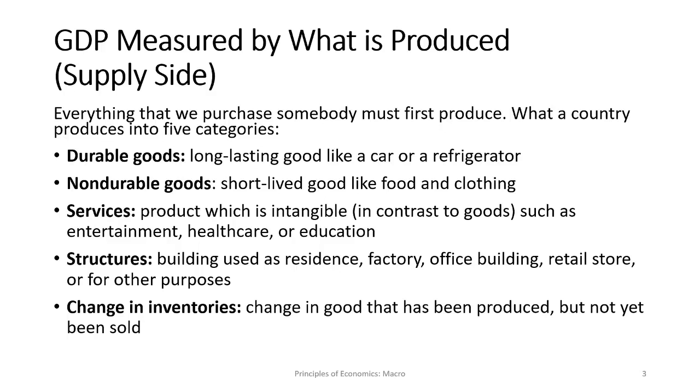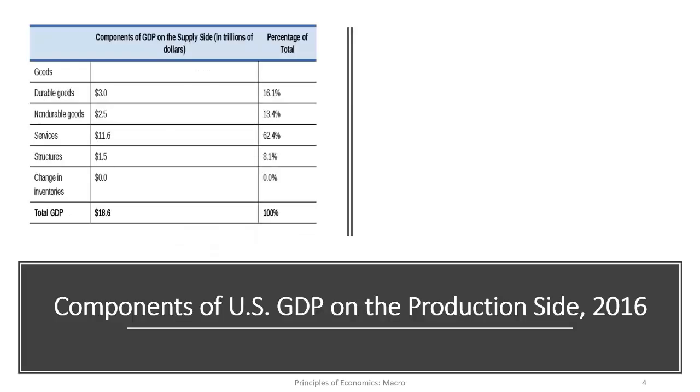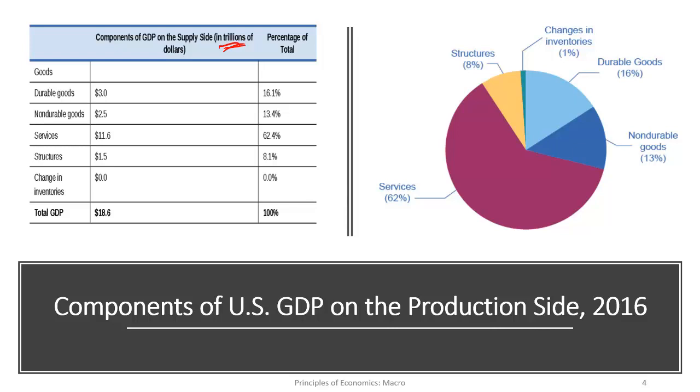So let's look at the data. This table provides components of GDP on the supply side, and mind you, all these numbers are in trillions. Previously we dealt with billions, now it's in trillions. Durable goods consist of about $3 trillion worth of goods. Non-durable goods in 2016 were about 2.5 trillion. Services 11.6 trillion, structures 1.5 trillion, and change in inventories close to zero, because these are negligible. And these are the shares of each of these components.